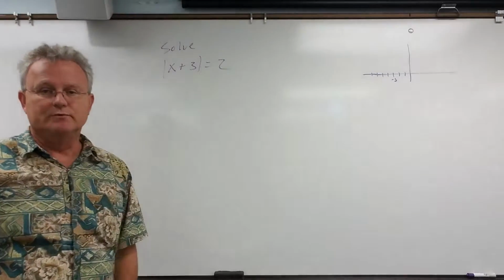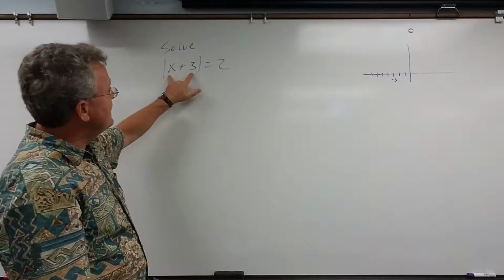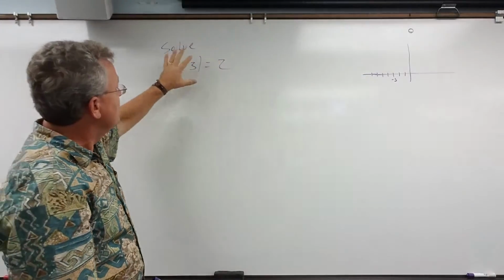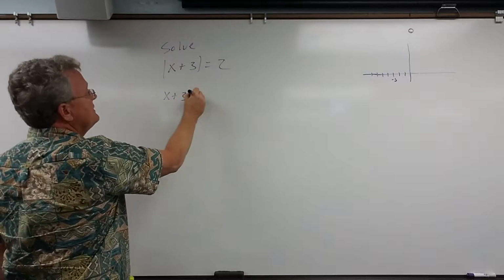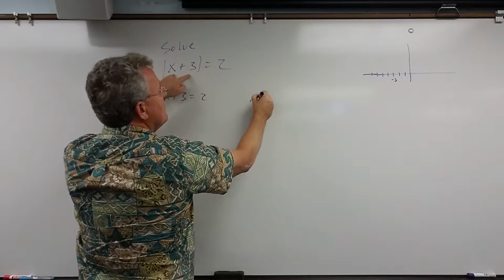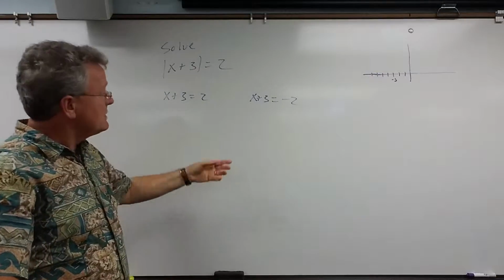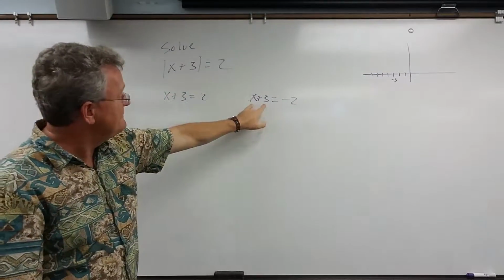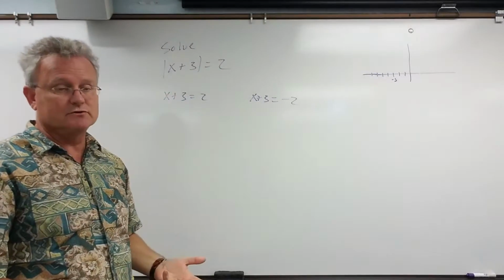is equal to 2. Well, as we just talked about, when your absolute value is equal to a number, whatever is between the absolute value bars, x plus 3, this can be 2, or x plus 3 can be negative 2, because if this is 2, the absolute value of 2 is 2, and if this is negative 2, the absolute value of negative 2 is also 2.